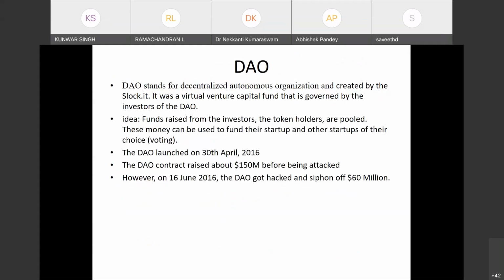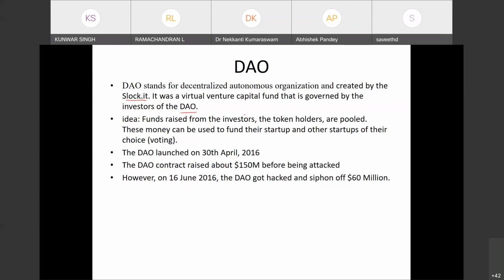Now we'll see the DAO attack, the famous DAO attack, till now the major attack on the Ethereum blockchain. Okay, what is DAO? DAO stands for Decentralized Autonomous Organization, created by the company Slock.it. It was a virtual venture capital fund that is governed by the investors of the DAO. So the idea was basically to collect the money from the investors, which will be pooled in the token holders.